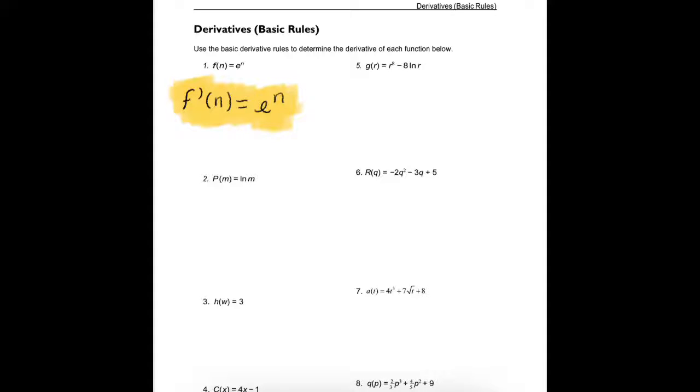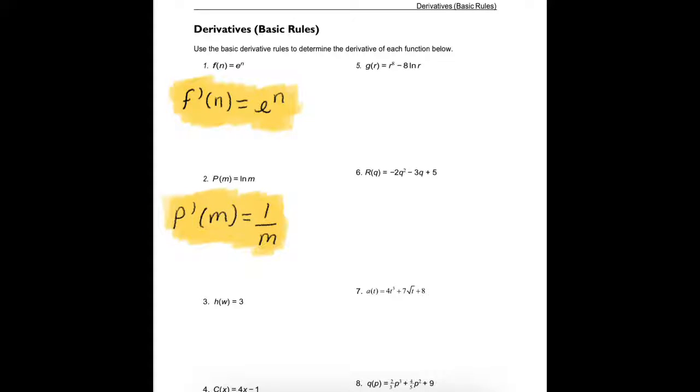Now number 2. Now we see the natural log of n. Usually we would use the derivative shortcut when dealing with natural logs or logarithms, and it would be 1 over x. In this case, the derivative of this would simply just be p prime of m equals 1 over m. This would be our answer here.